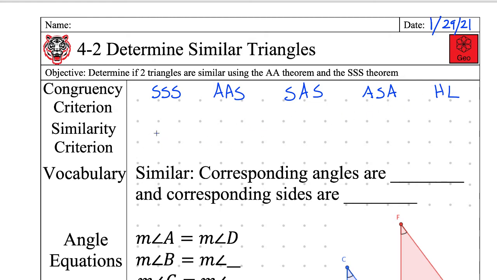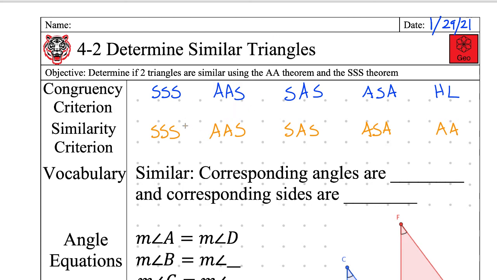Let me talk about similarity criterion. Down here, maybe I'll use a special color, we have the side-side-side criterion, the angle-angle-side criterion, the side-angle-side criterion, the angle-side-angle criterion, and the angle-angle criterion. Again, we don't really have the hypotenuse-leg criterion for similarity. I will be talking about angle-angle before side-side-side because it's so new and kind of easy. But I want to talk about the differences between the two criteria.